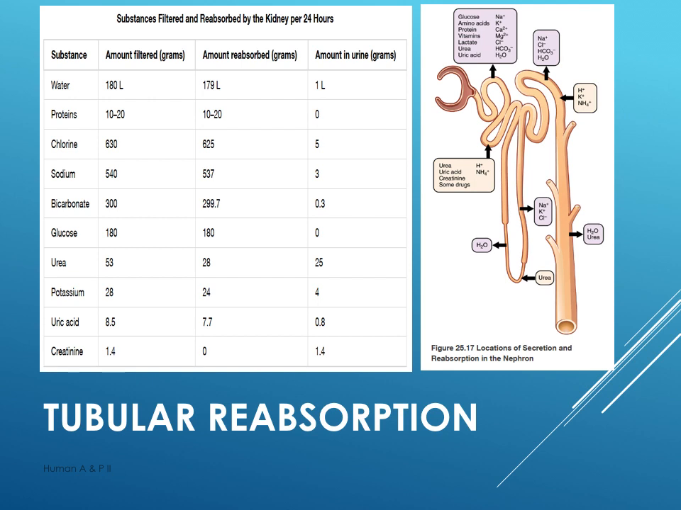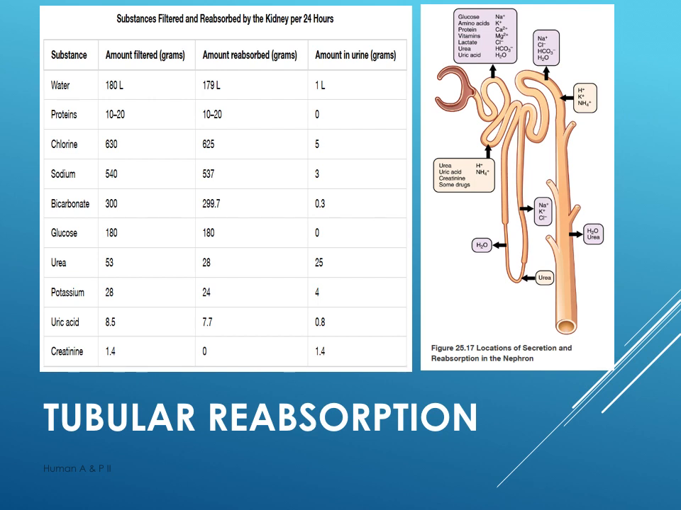Here, the first column shows the filtrate, again 180 liters per day. Then there's the number of grams that pass through for proteins, chlorine, sodium, and bicarbonate. And then it shows you the amount reabsorbed. For a lot of things, virtually all of it's reabsorbed. For glucose, almost all of it. For chlorine, almost all of it. For sodium, almost all of it. For bicarbonate, almost all of it is reabsorbed.